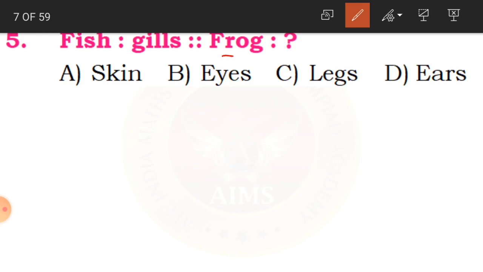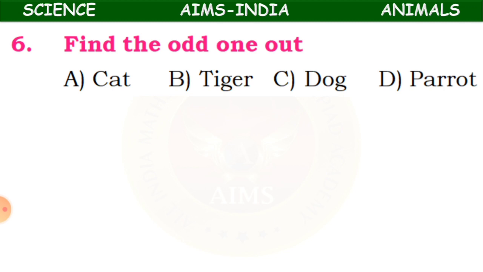Here you have four options: skin, eyes, legs, and ears. And what did we learn from our lesson? That A option is the correct one, that is skin. Okay, skin, clear, it breathes through its skin.